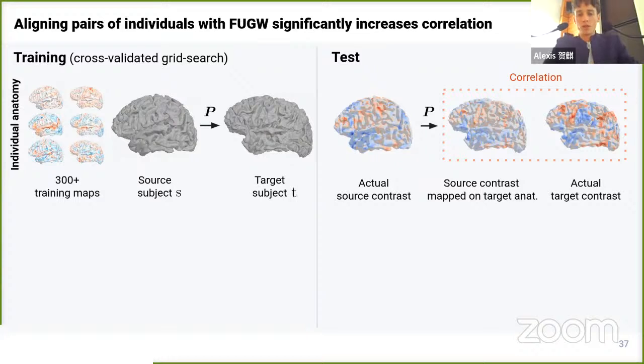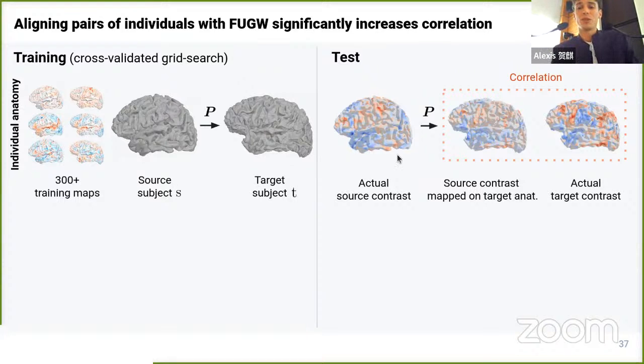In order to do so, we've computed a transport plan using 300 maps from the IBC dataset that I presented to you before, and we have evaluated their capacity to predict unseen contrast maps in the target participant. Let's say we train our optimal transport plan using experiments where the person was listening to text or moving their hands, etc. And at test time, we scan the person while they listen to math, for instance, or completely different tasks.